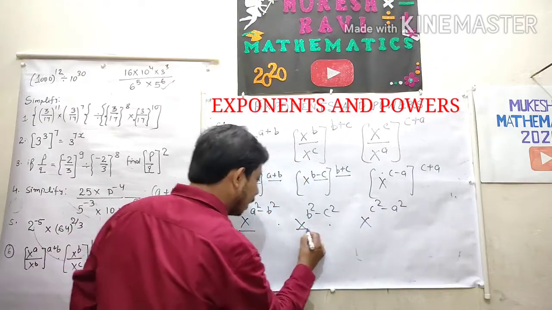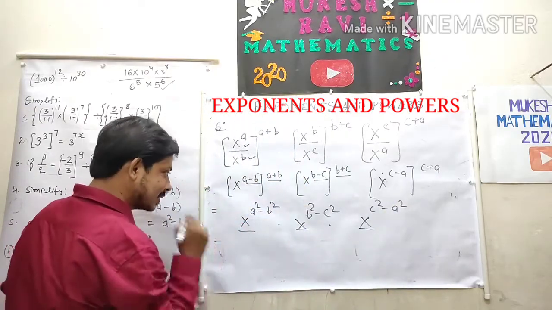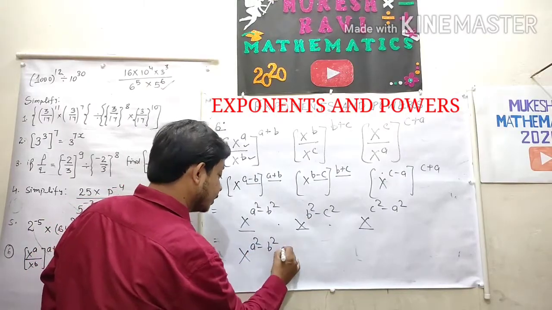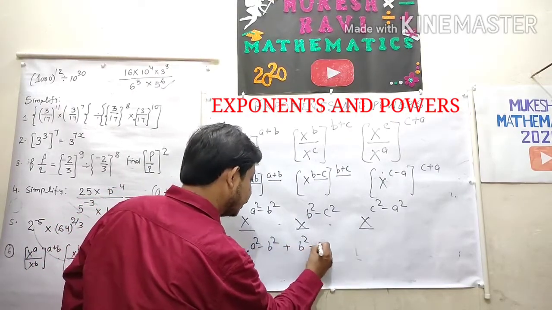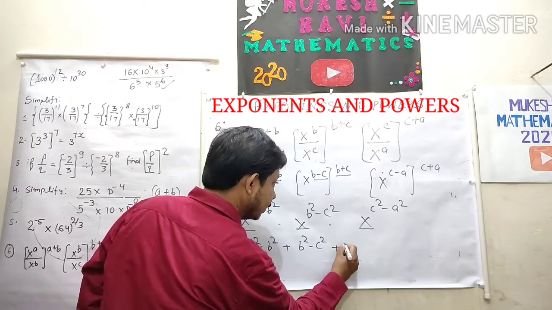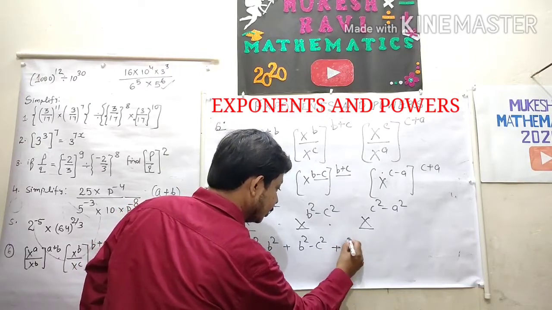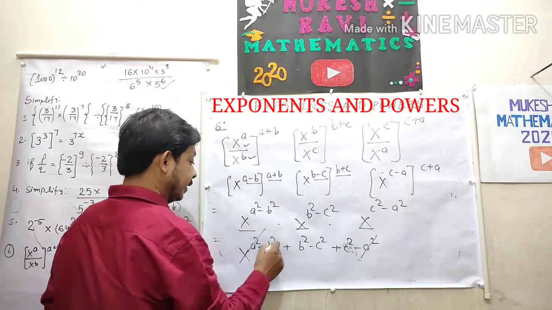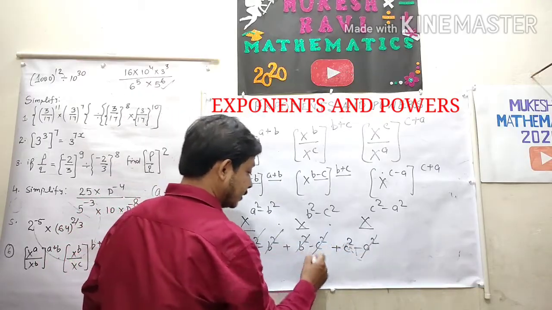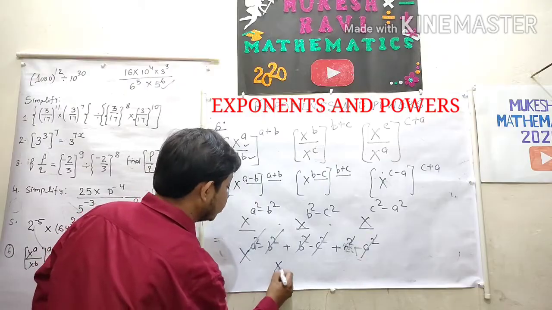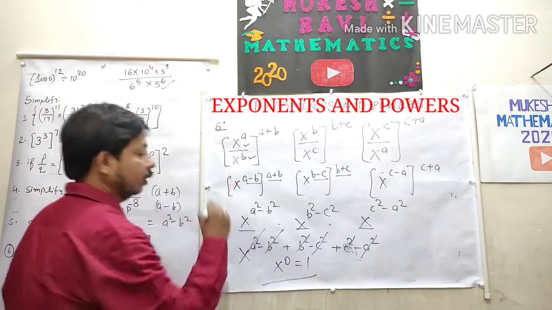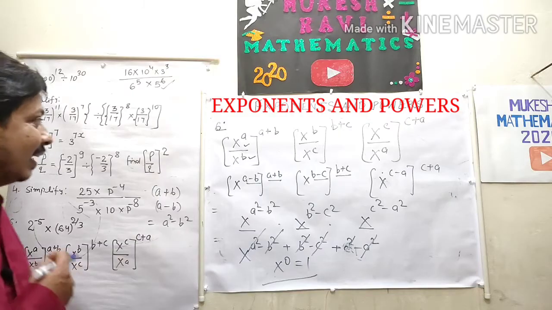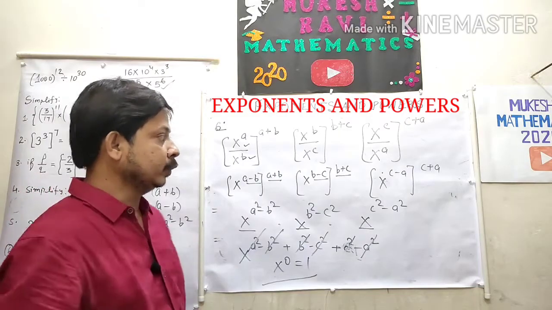When base is same, power should be added. See that, class 7. Everything is related to the basic concept: power should be added. B square minus c square plus c square minus a square. Now you check, a square cancels, plus and minus, b square cancels, plus and minus, c square cancels, plus and minus. x to the power 0, which is basically 1. A very good question regarding class 9.